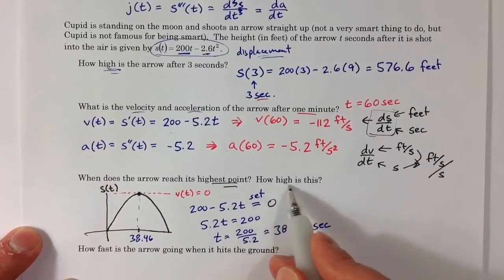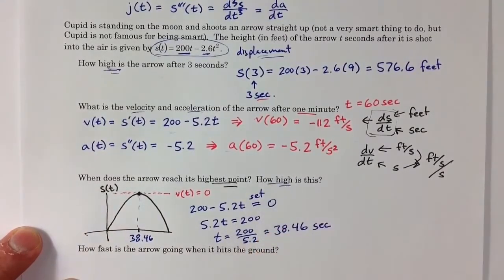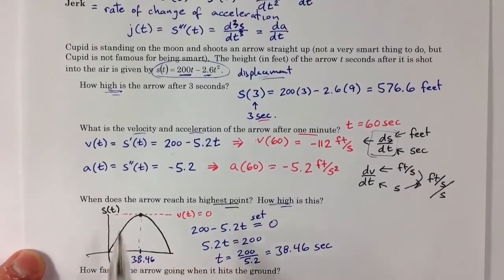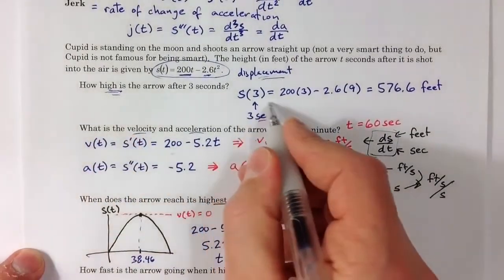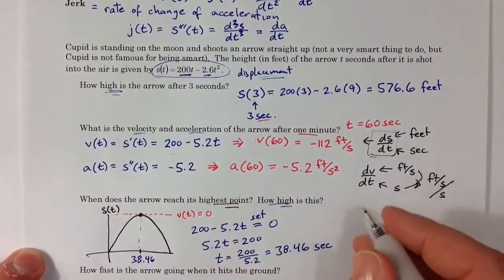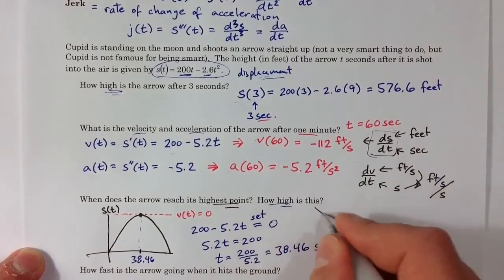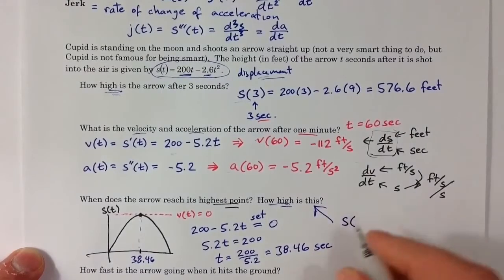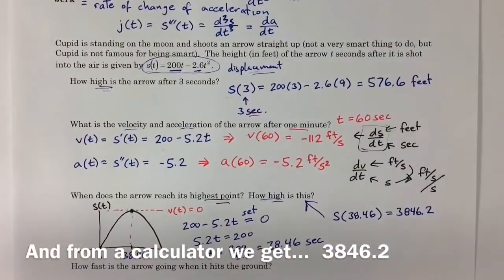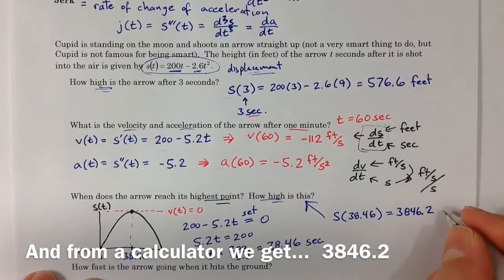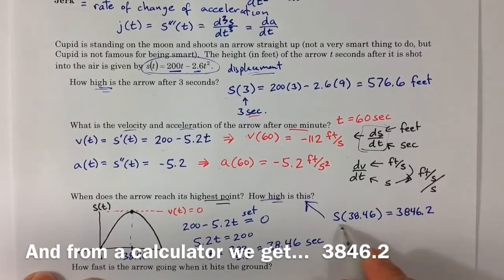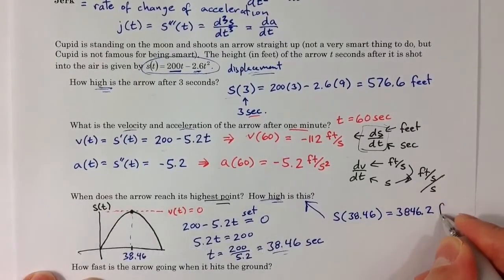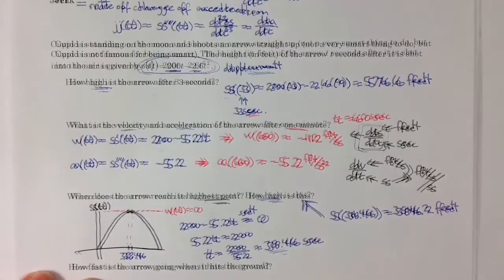To think about the how high question, which function do we want to deal with? Is this displacement, velocity, or acceleration? Well, how high, just like in the first part, relates to the original displacement function. So the how high question is the value of that function at this time. 3,846.2, and the units, because this is the original function, is simply feet.